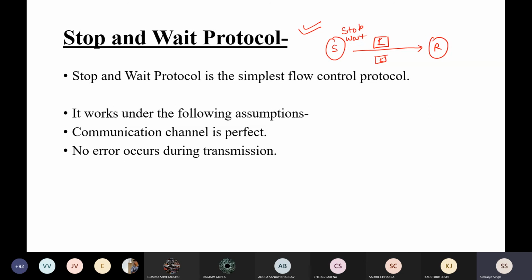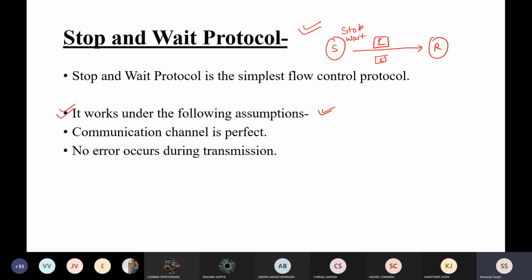I don't think there is any kind of problem here, but it is an ideal situation. Why is it ideal? Because it works under the assumption that the communication channel is perfect. As you know, nothing is perfect, because the communication channel also has noise and other things. It can happen that the wire is broken between the sender and receiver. So we are working under the assumptions that the channel is perfect and no error occurs during transmission. Okay, so this is the simplest method, stop and wait.